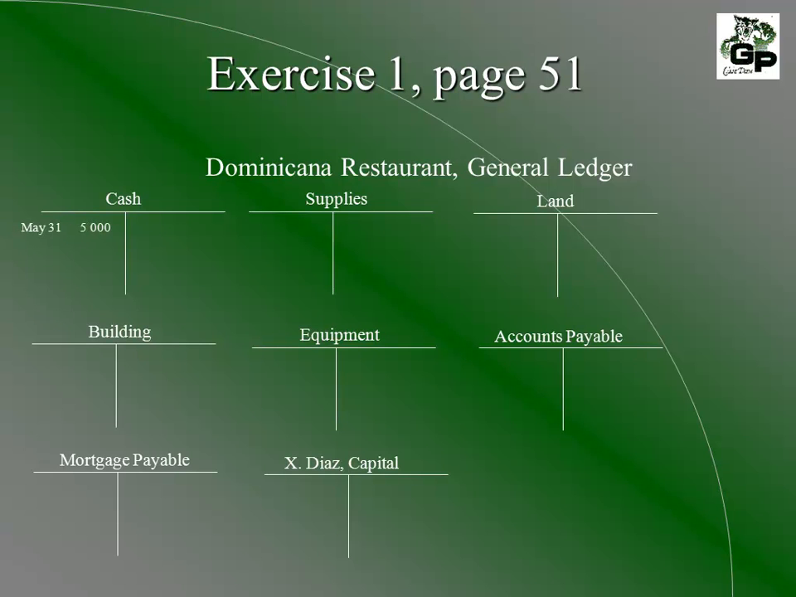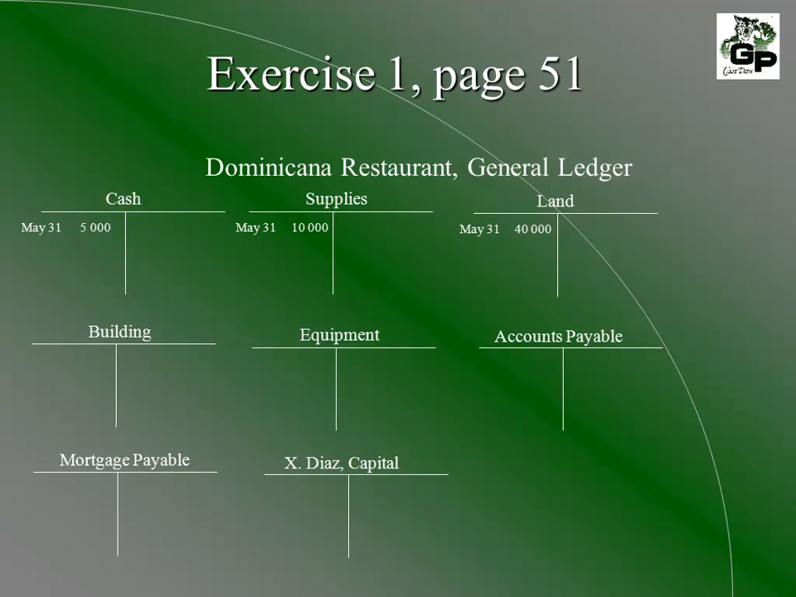Now we have to record the opening balances based on the balance sheet in the textbook. As of May 31st, there was $5,000 in the cash account. Well, we know, because of our debit and credit knowledge, that assets have a debit balance. So this $5,000 is placed on the debit side of the cash account. Supplies is on the debit side of the supplies account. Notice we write the date and we leave a space, and then we put the balance in that account.